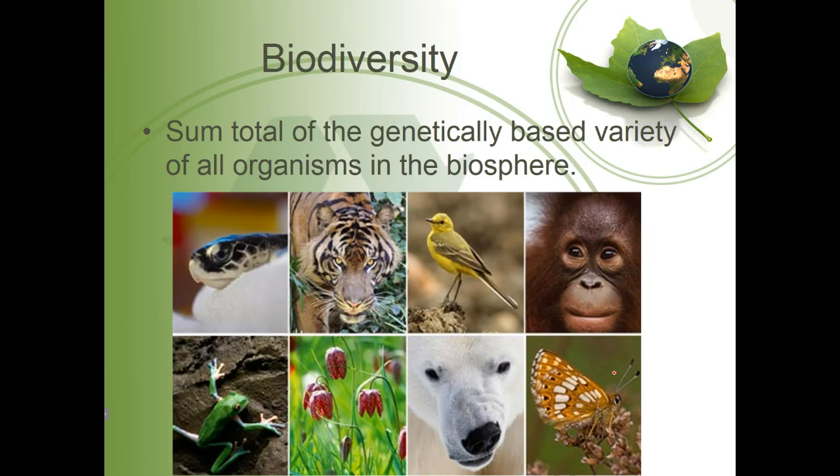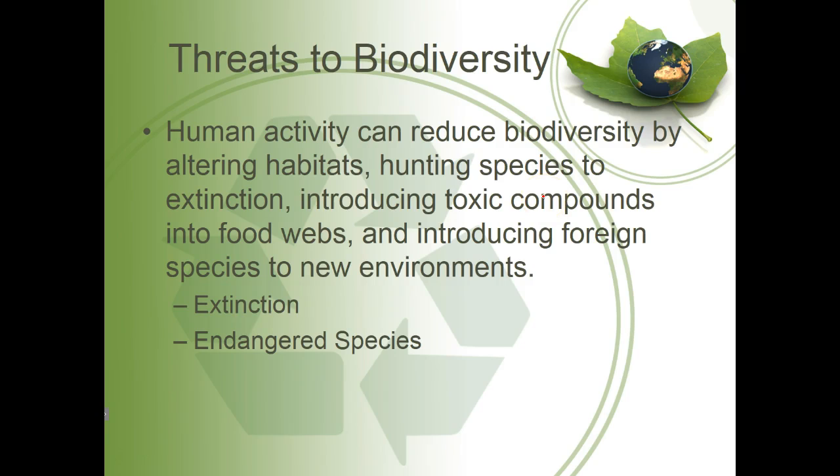So how does that impact biodiversity? Biodiversity is the sum total of the genetic-based variety of all organisms in the biosphere. Remember, the biosphere is the place on Earth where life exists, and the more pollution and acid rain we put on our environment, the less biodiversity we're going to have, which means it's going to negatively impact the food chains and energy flow in our environment.